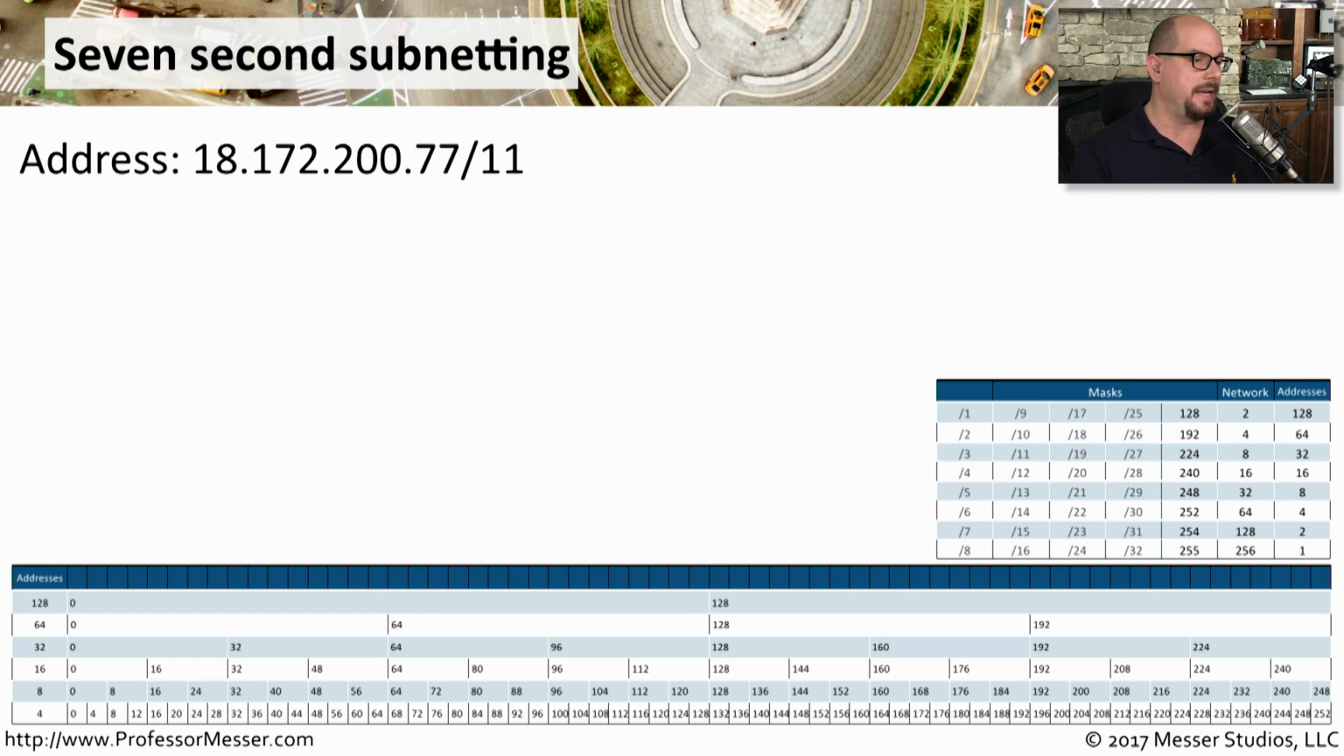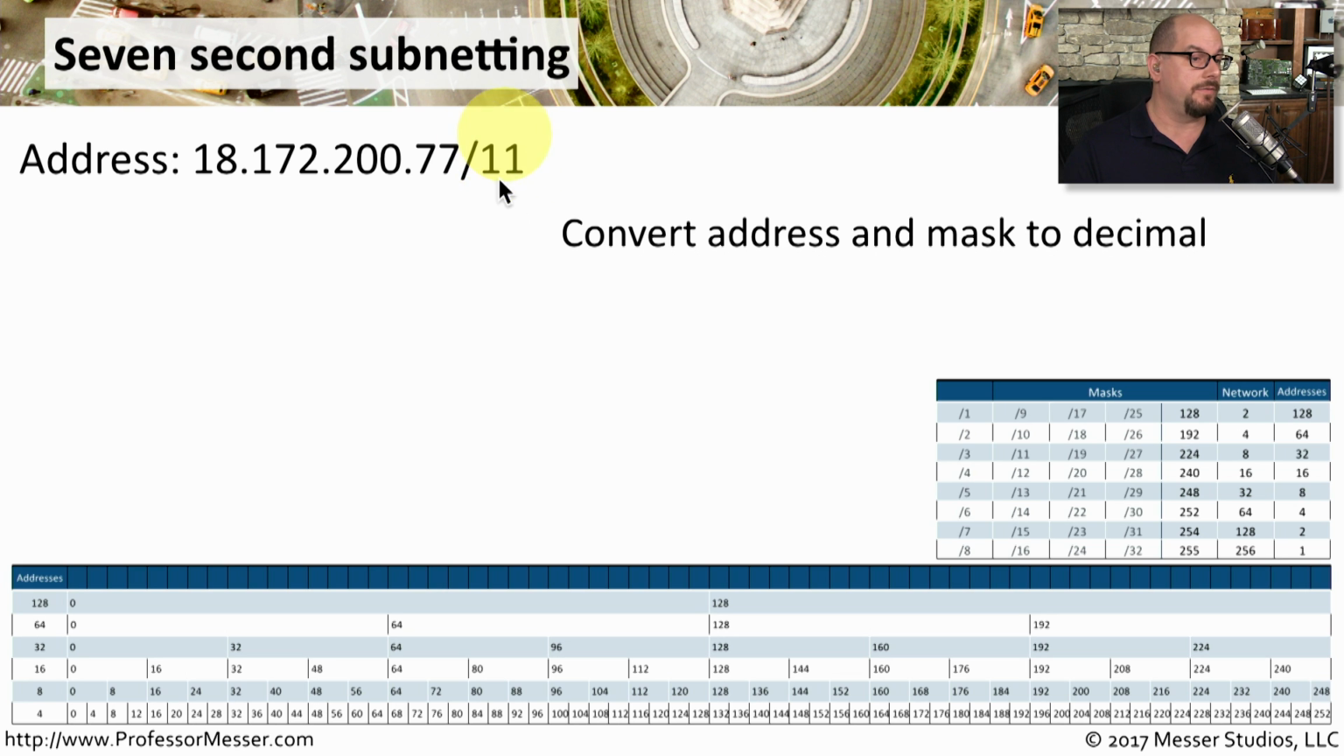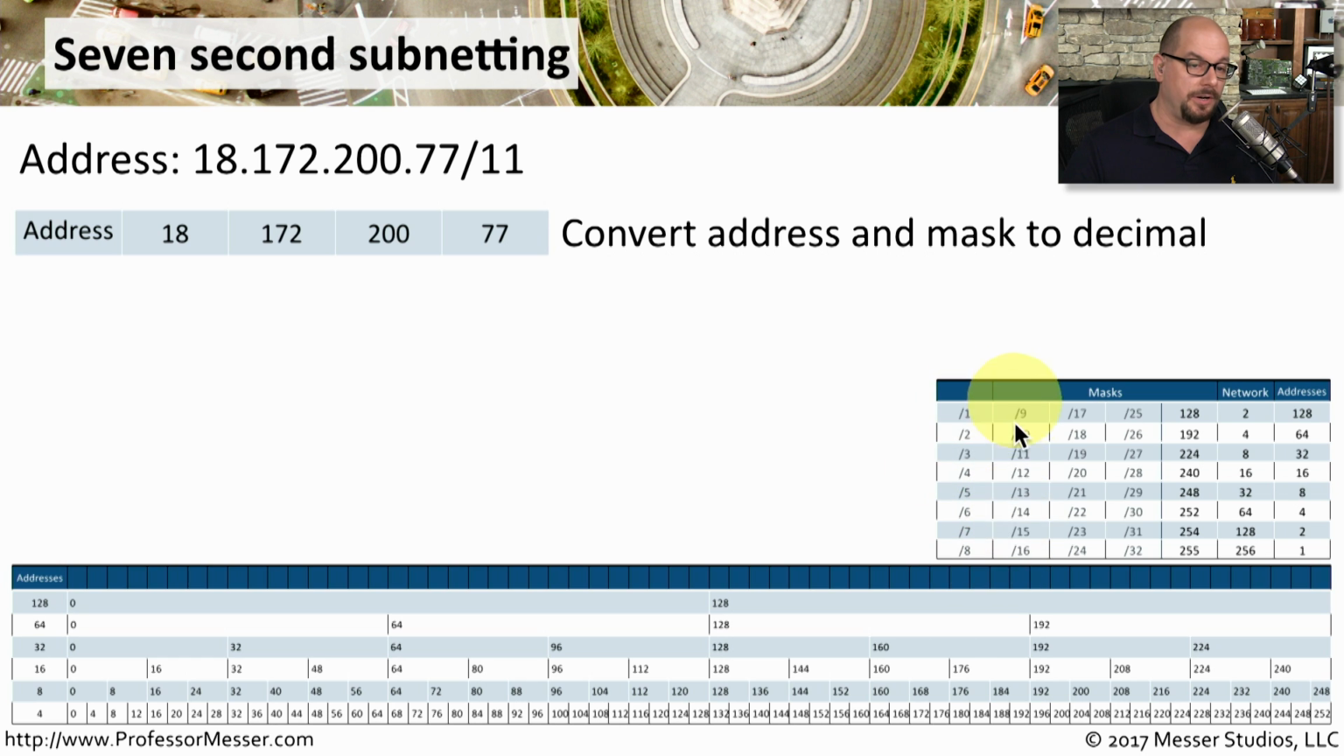Let's try one last example. Let's try the address 18.172.200.77/11. It's the same process we used before. We're going to convert that /11 to a decimal. So we need to find the 11 in our chart. It's in the second column. You can see the /11 is a 224 with 32 addresses per subnet.